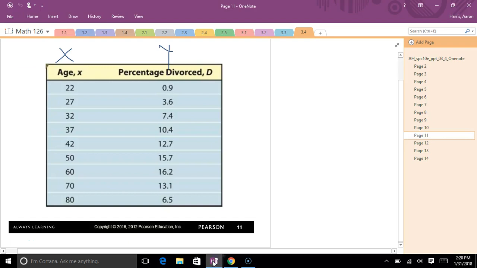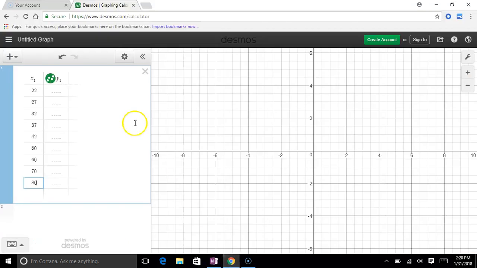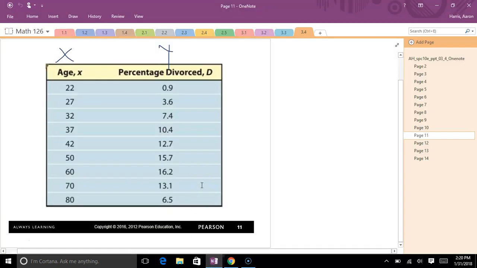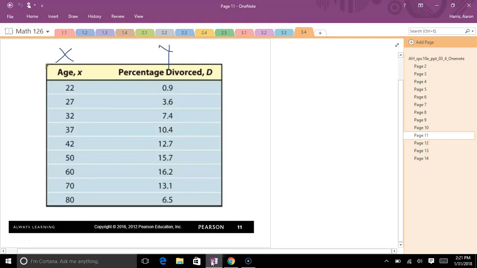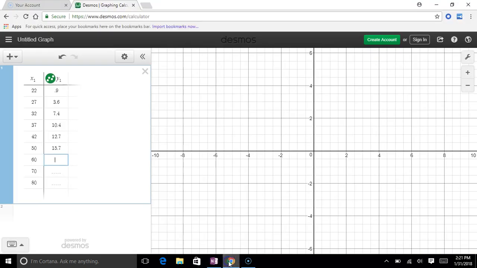The y values are 0.9, 3.6, 7.4, then 10.4, 12.7, 15.7, and then 16.2, 13.1, 6.5. Alright, so get your data in.